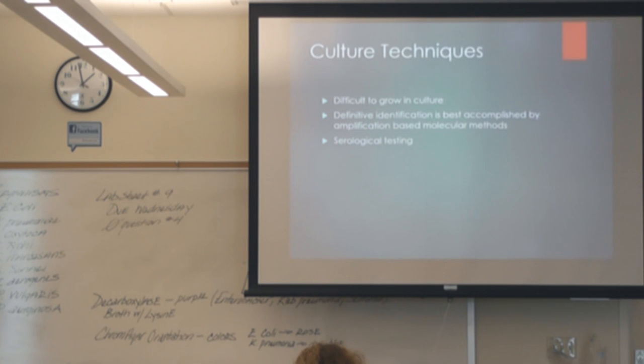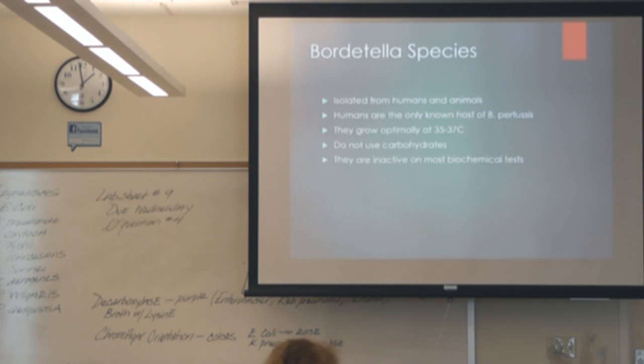Amplification-based molecular methods are better, and they'll also do serological testing as well. Okay, so it doesn't go down to your traditional group. All right, Bordetella, isolated from humans and animals. Humans are the only known host of Pertussis, which is also known as what? Whooping cough. Okay. The optimal growth for these is 35 to 37.